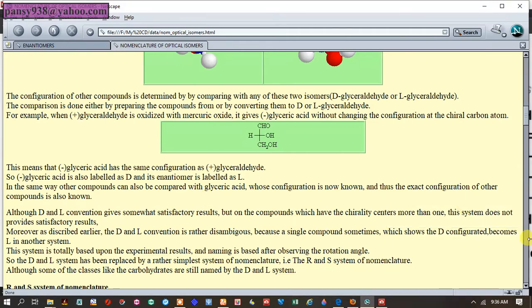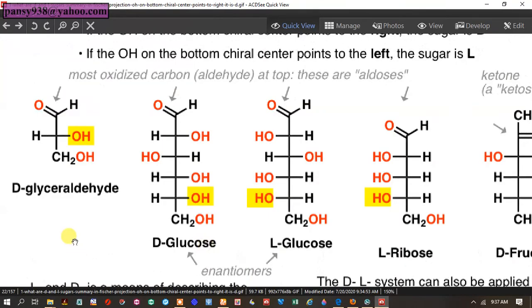Here, for example, we see some more examples of the carbohydrate series to understand the topic completely. You see that the D-glyceraldehyde, the OH is on the right side, and if this OH is on left side of the compound, it becomes L-glyceraldehyde. Similarly, the glucose, the very famous compound, when OH is on right side of the last asymmetric carbon.